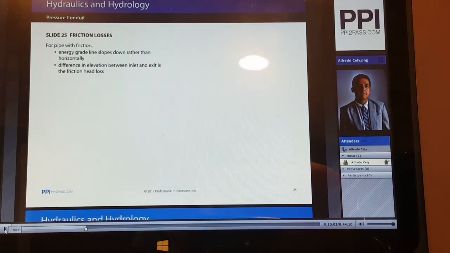And this takes us into the concept of friction losses. Where we have pipe with friction, the energy grade line slopes down rather than being constant or horizontal. We had a bit of a discussion about this during our first recording, so if you'd like to refresh a little bit on this notion, you're encouraged to rewatch that portion of the first recording of the hydraulics and hydrology lesson. The difference in elevation between inlet and exit flows is the friction head loss.